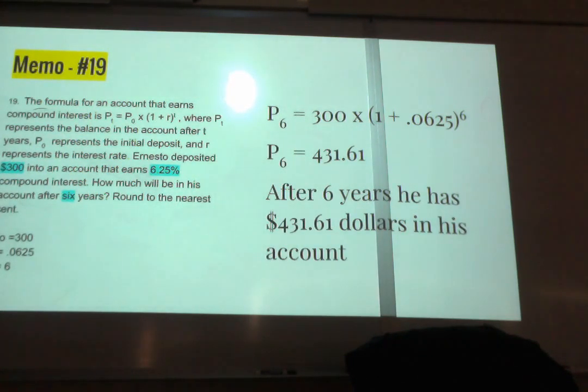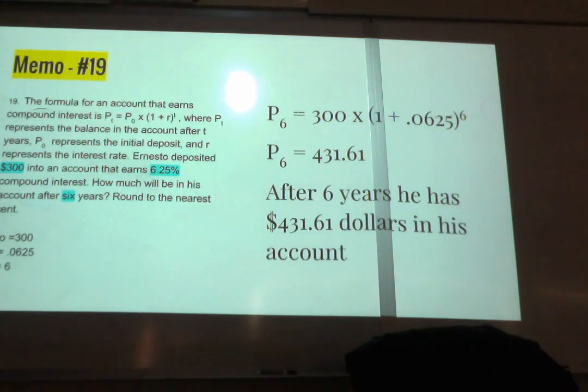The formula for an account that earns compound interest is P(t) equals P times (1 plus r) to the power t, where P(t) represents the balance in the account after t years, P represents the initial deposit, and r represents the interest rate. Ernesto deposited $300 in an account that earns 6.25% compound interest. How much will be in his account after 6 years? Round to the nearest cent.